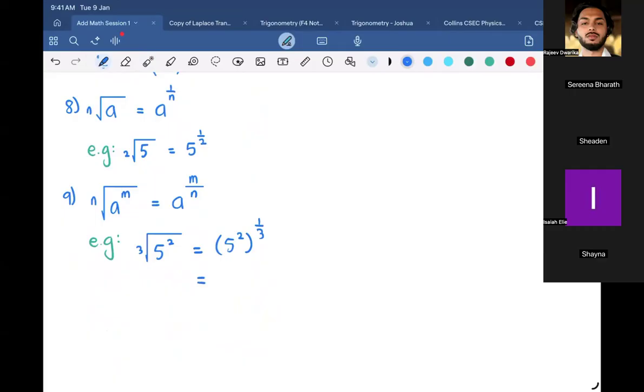Anytime you have a power to a power, what do you do with the powers? You multiply them. Right. So this would be 2 multiplied by a third. So what's 2 by a third? 2/3. Right. So you understand where this last rule comes from?